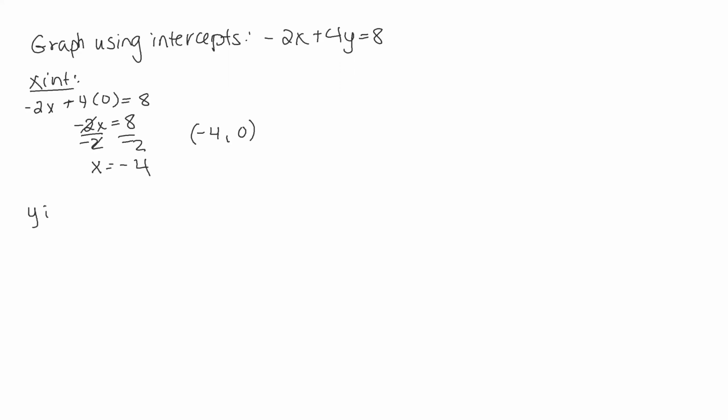Okay, now for the y-intercept, I'm going to let x equal 0. So I get -2 times x, but x is 0, plus 4y equals 8. Well, -2 times 0 is just 0. 0 plus 4y is 4y. 4y equals 8. And then I need to solve for y. I do that by dividing both sides of the equation by 4. 4 divided by itself is 1. 1 times y is y, and y equals 2. We're going to write it as the x coordinate of 0, y coordinate of 2.